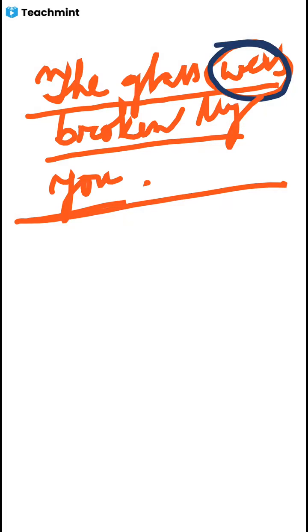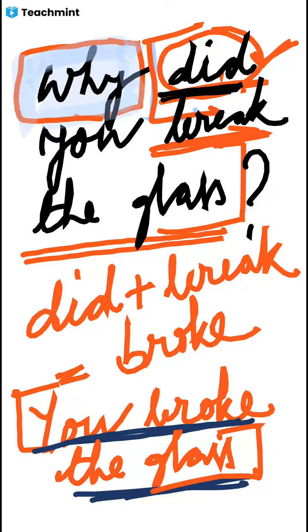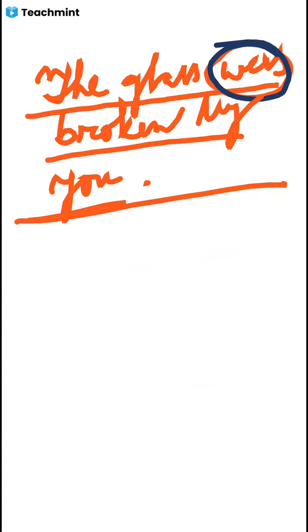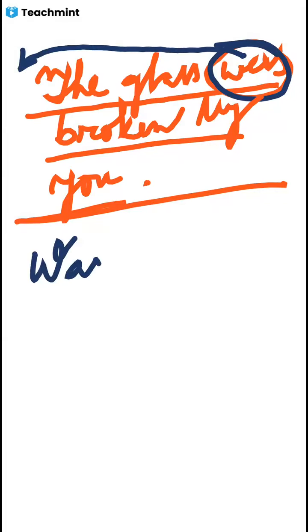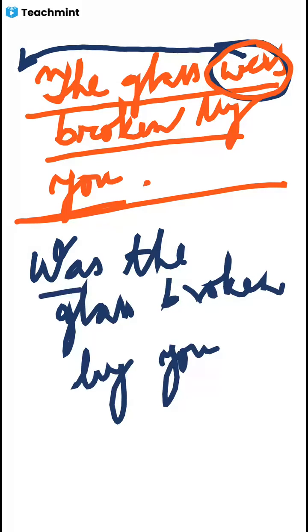Therefore, that is where we shall write it in the interrogative sentence. Our sentence was: why did you break the glass? This one we have made like this for our convenience so that we can do it correctly. That's why we have changed the sentence a little bit. This is for our own sake, like rough work. Remember, you broke the glass. So therefore, the glass was broken by you. If we bring this verb "was" before the subject, it will be: was the glass broken by you. Now, this is the pattern of an interrogative sentence.